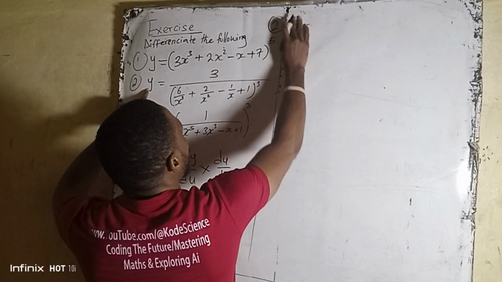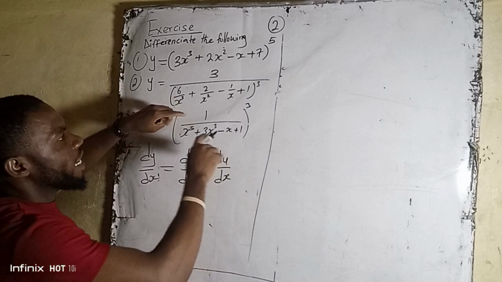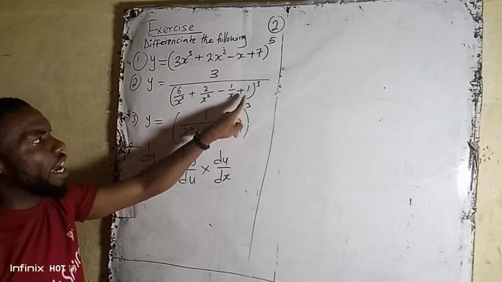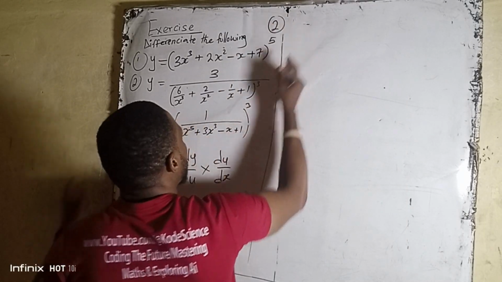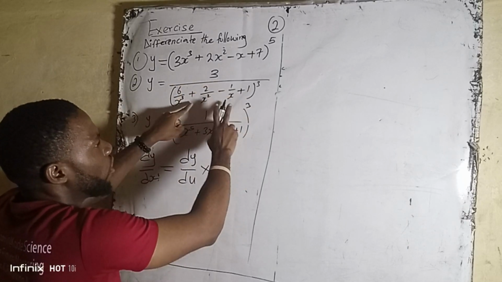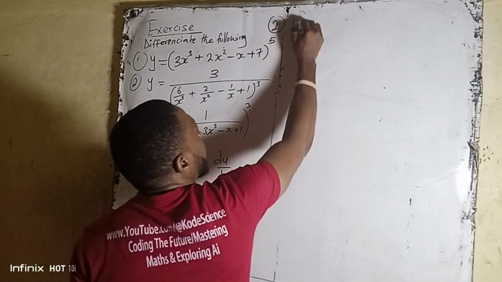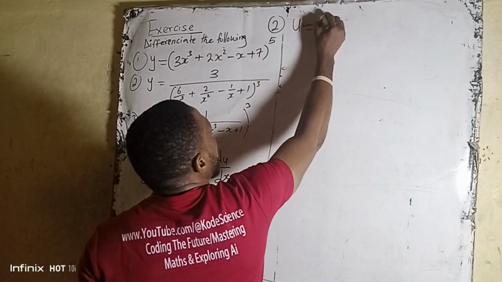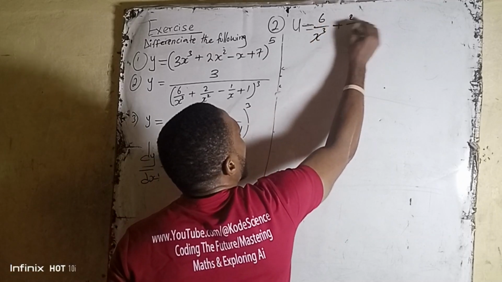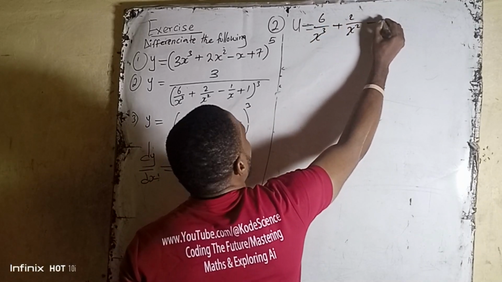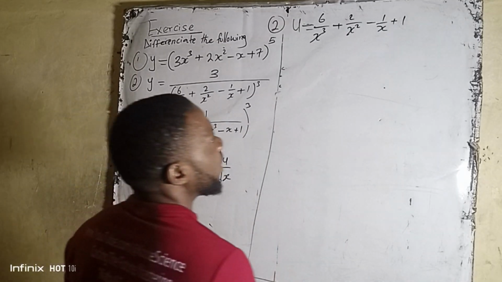We have at this very point 3 is constant. And if you look, 3 is the numerator of everything that is under. So therefore we can take 3 aside. Then when we take 3 aside, we are going to be having 8. Then we make everything inside here to be u, because we are using chain rule. So we have u is equal to 6 over x to the power of 3 plus 2 over x to the power of 2 minus 1 over x plus 1. Everything inside is our u.